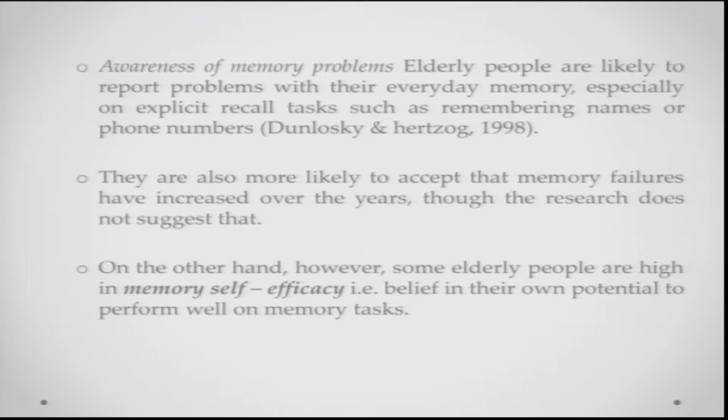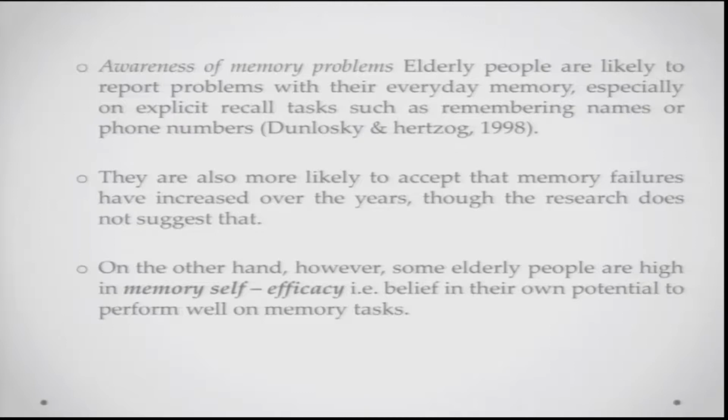Another very important aspect is awareness of memory problems. Elderly people, you will see, are always told that you're getting old, your memory is going to get old, this eventually has to decline. So they also start believing these things. They are more likely to report problems with everyday memory, especially on explicit recall tasks such as remembering names, phone numbers, and so on. They are also more likely to accept that memory failures have increased over the years. It's a kind of self-fulfilling prophecy. They start believing that their memory has gone down, even though research evidence does not really suggest that.